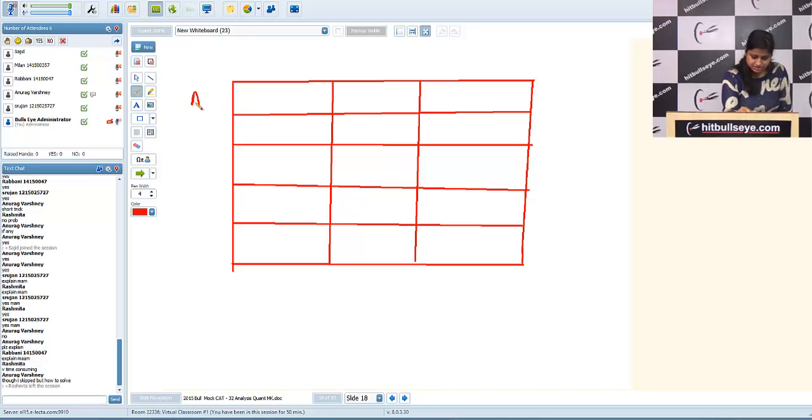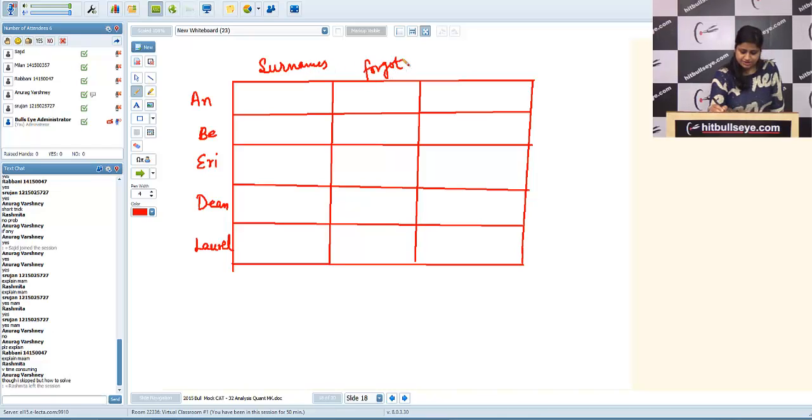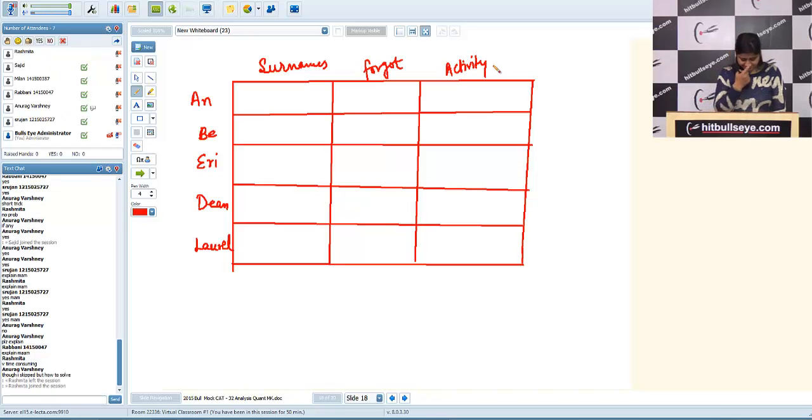some Anton, then we have Bess, then we have Erica, then we have Dean, then we have some Laurel. Their surnames are given. They forgot something and they are participating in some activity. The very first direction, it says, Anton isn't the one who forgot to bring earmuffs, who isn't surnamed Nguyen. I'm not very comfortable in pronouncing these names, so I'm writing Ngu only, Yen only.